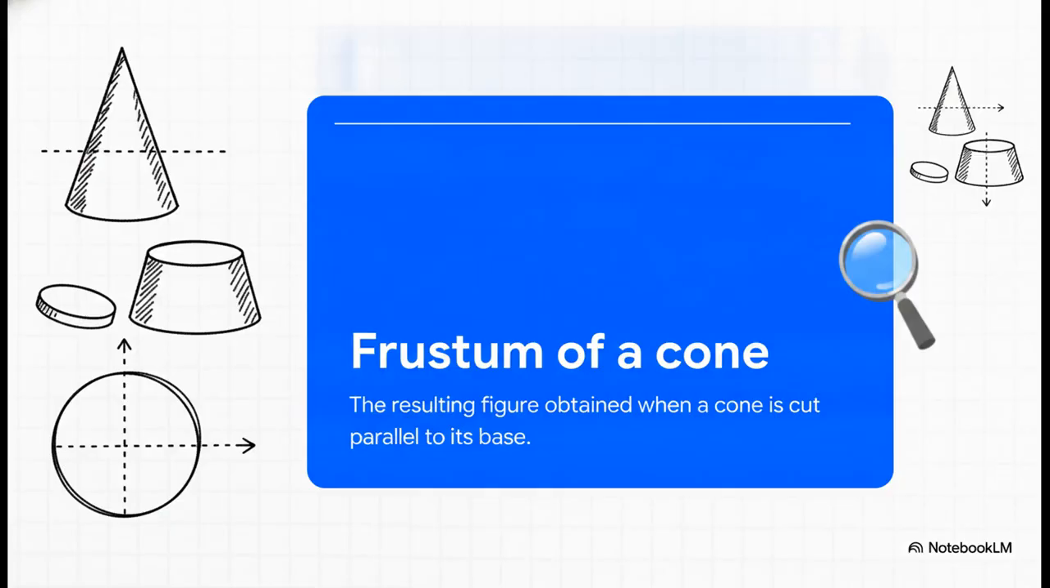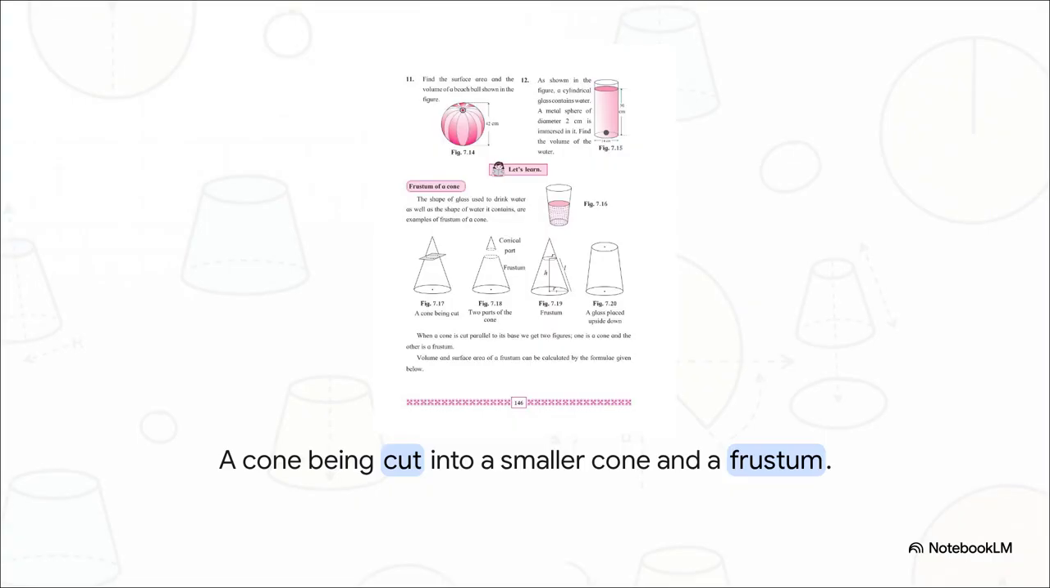Now, the word frustum might sound like a pretty intimidating term. It kind of sounds like something you would only hear in an advanced university lecture, doesn't it? But by definition, it's incredibly straightforward. A frustum is simply the shape that remains when you take a standard, everyday cone and slice the top right off. The only rule is you have to make absolutely sure your cut is perfectly parallel to its circular base. Looking right here, we can beautifully visualize this whole process.